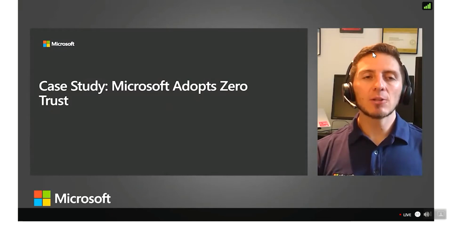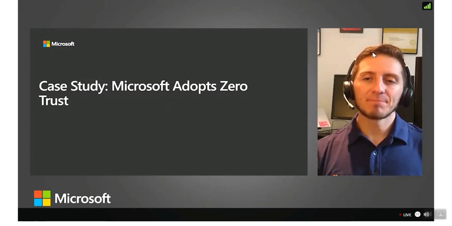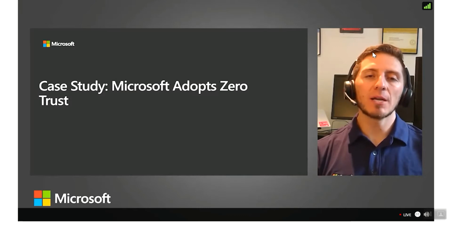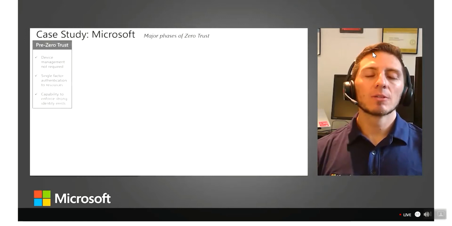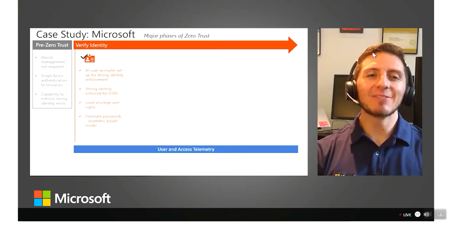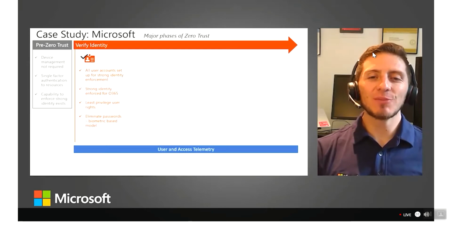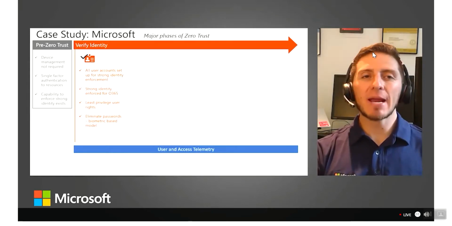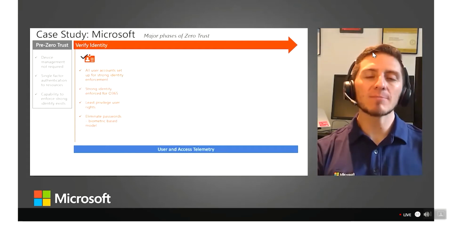So let's take a closer look at the case study. Let's see Microsoft's own journey adopting zero trust. Always start with identity and devices. So there's a before, pre-zero trust. Before zero trust at Microsoft, no device management was required.